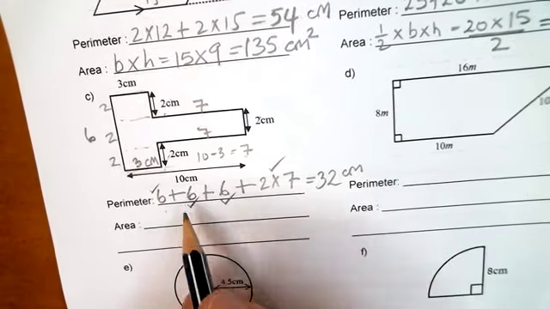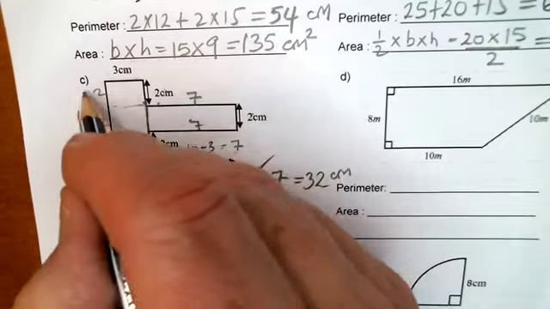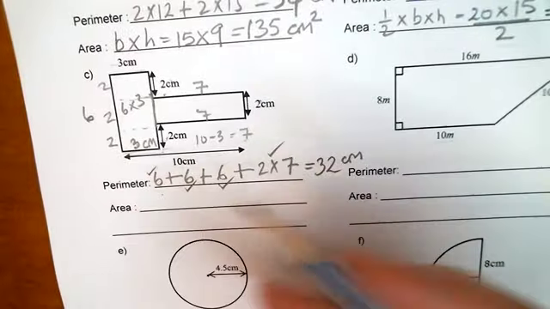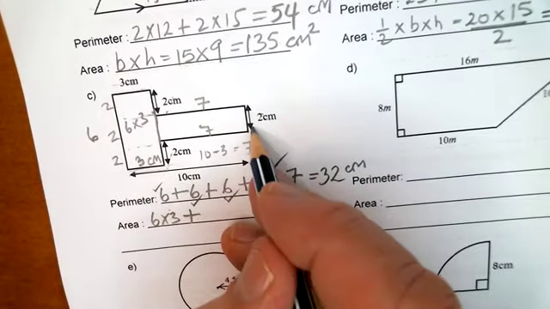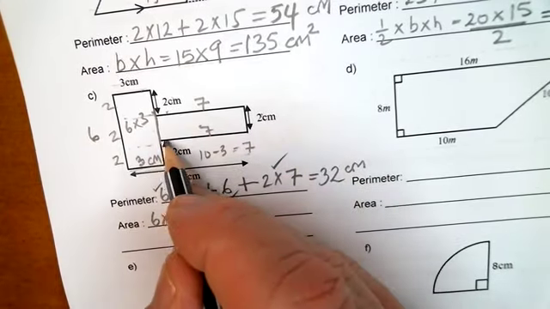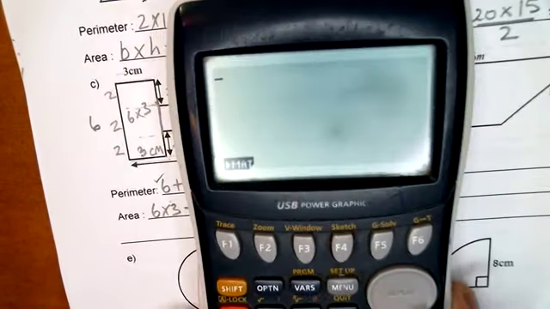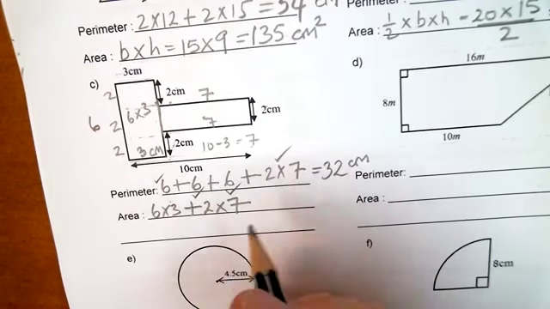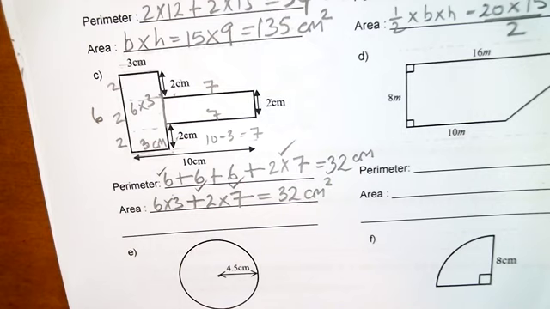All right. Now the area, though, I'm going to do this in two lots. So I'll put a line down here. The area of this bit is going to be 6 times 3, base times height, or length times width. So the area is going to be 6 times 3 plus the area of this one. So this is going to be 2 times the length of this, which is a 7. So I've got 6 times 3 plus 2 times 7, and I get 32. Interesting. And that's 32 square centimeters. So the perimeter and the area have the same numerical value.